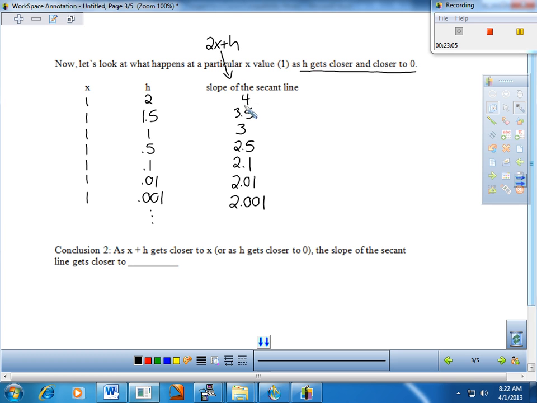Look where it went from 4 to 3.5 to 3, 2.5, 2.1, 2.01, 2.001. Could you understand what's going to happen again and again and again? It seems like the slope is getting closer and closer to 2. Does everyone see that? Awesome. Okay.